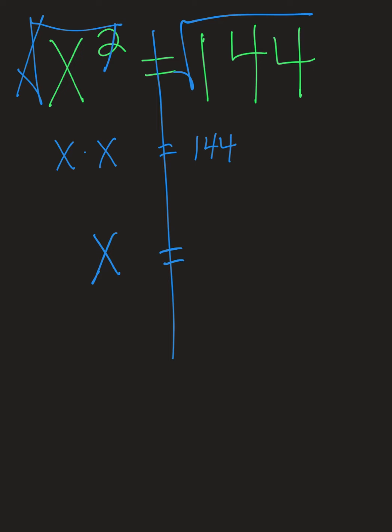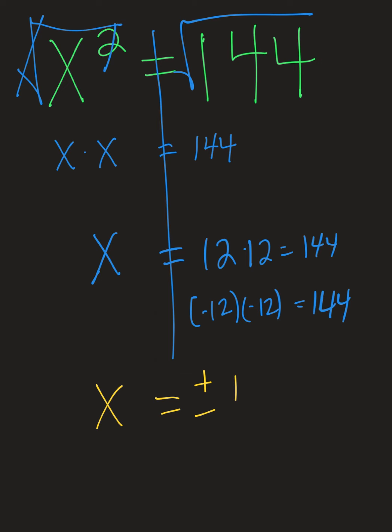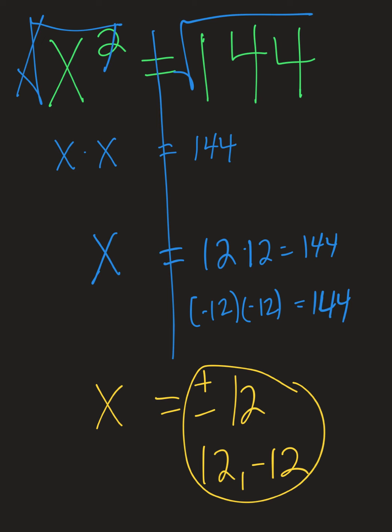There are two possible answers here. One is 12. 12 times 12 equals 144. And negative 12 times negative 12, because a negative times a negative is a positive, also gives me 144. So my answer is positive or negative 12. You can also write that as 12 comma negative 12. However you wish to write it, those are all correct answers. If you put x equals 12 and it was only asking for one answer, then that is probably right, but we do need to acknowledge that the negative is an option there.